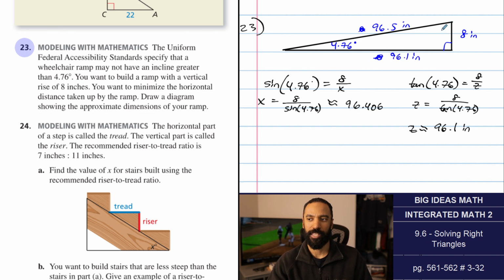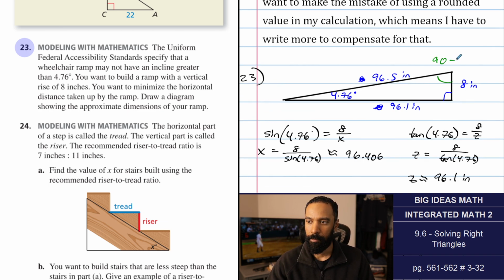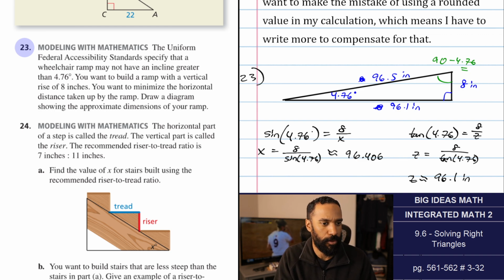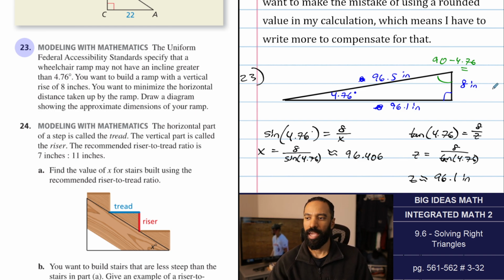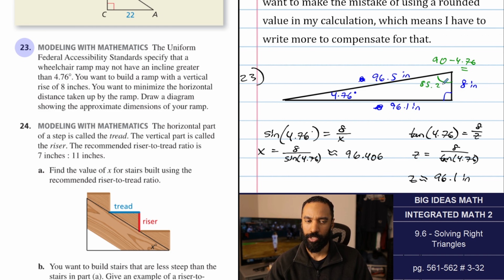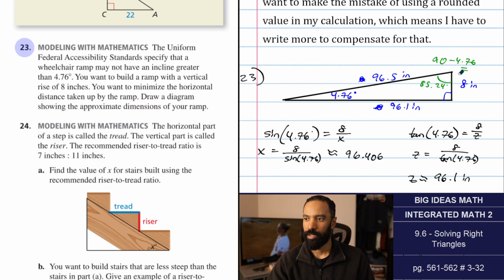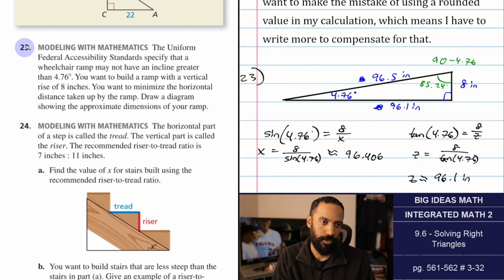The last thing we need is this angle right here. This is going to be 90 minus 4.76. I don't know if we actually need it. They just said the dimensions, so I guess we need all three. 90 minus 4.76, I assume since we have to solve some triangles, is 85.24 degrees for that last one. Okay. And that's the diagram kind of solving the entire triangle. I don't know if that's what I needed, but those are the dimensions.